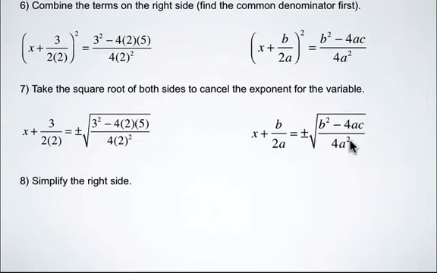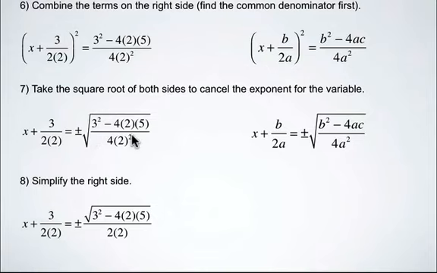Now we'll simplify the right side. So what we did is we performed the square root of the denominator. The square root of 4 is 2. The square root of 2 squared is 2. So now the square root is only on the top. We do the same thing here. The square root of 4 is 2. The square root of a squared is a.